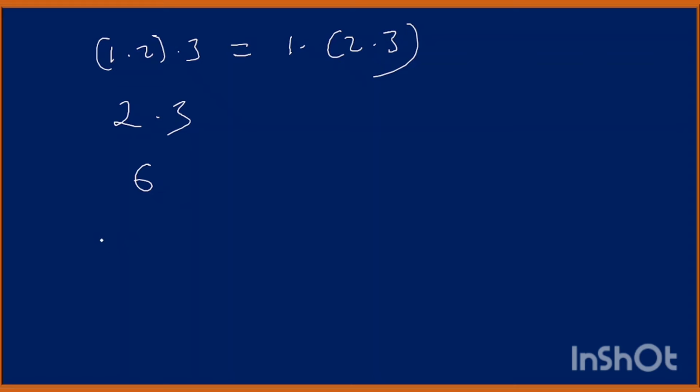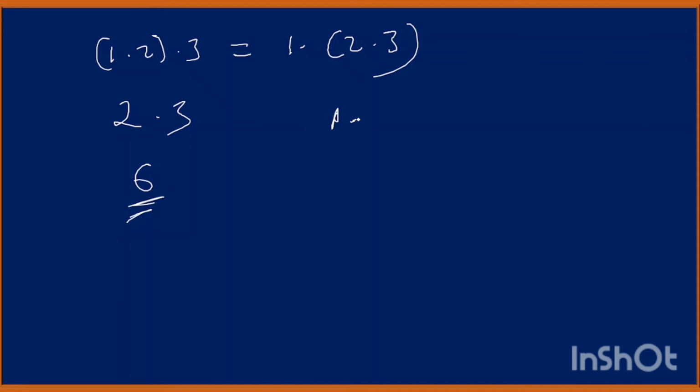So we are saying, is 1 multiplied by 2, multiplied by 3, equal to 1 multiplied by 2 multiplied by 3? 1 multiplied by 2 is 2 for the left hand side, multiplied by 3. 2 multiplied by 3 will give me 6. That's for the left hand side. Let's check for the right hand side.